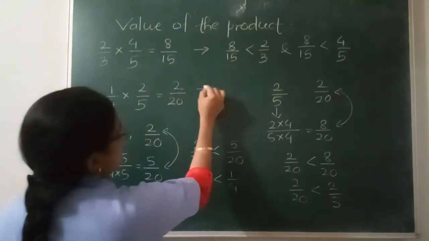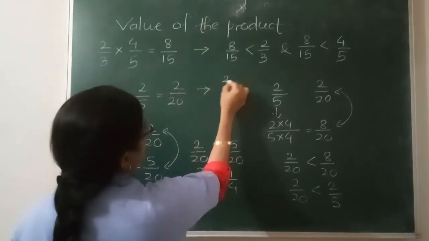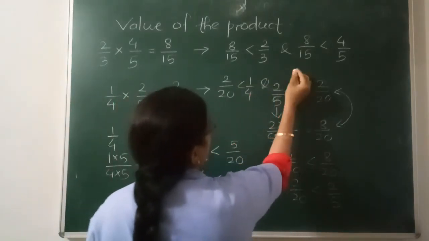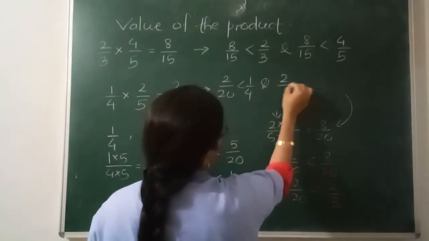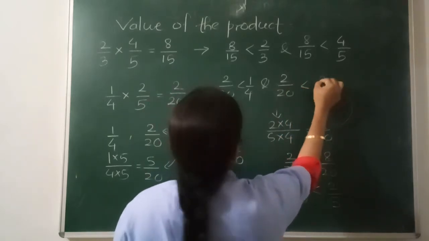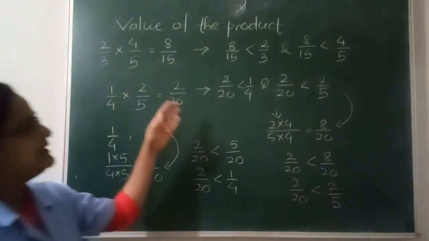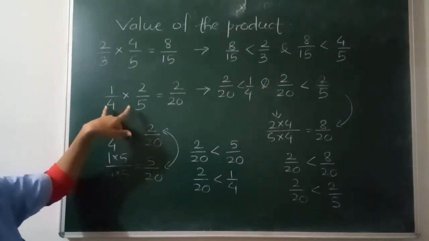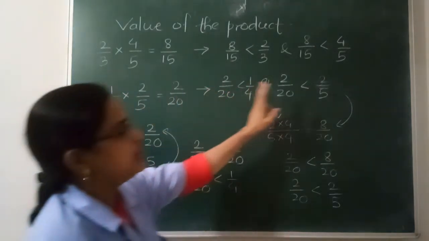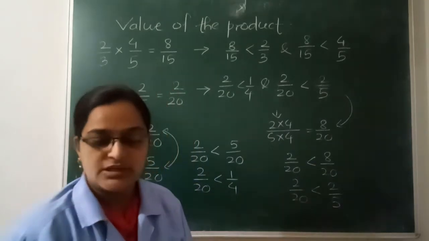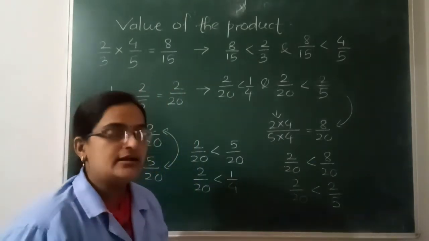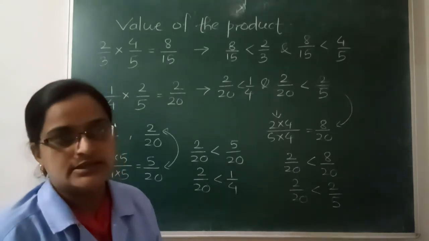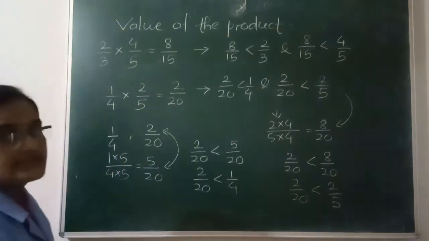So here again what have I concluded? That 2 upon 20 is smaller than 1 upon 4, and again 2 upon 20 is smaller than 2 upon 5. So here again it is clear that if you multiply two proper fractions, then the product is always smaller than each of them. Is that very clear? If you haven't understood, repeatedly see the video, because if I repeat it, the length of the video will increase. Okay, my dears. Let us see the next concept.